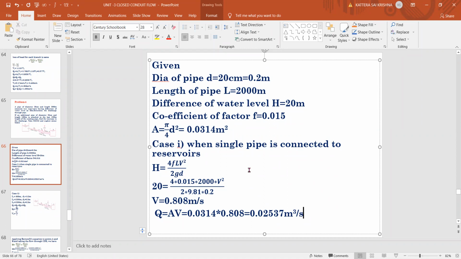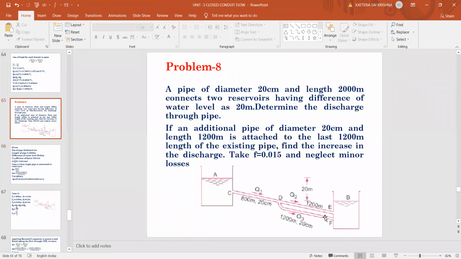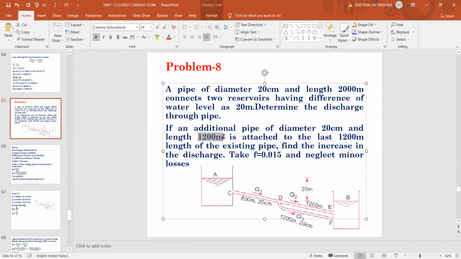Next, what he is asking for the same pipe is connecting a parallel pipe in one part of the pipe like this. He has connected, in addition, a pipe of diameter again 20 centimeter and length 1200 meter, attached to the last 1200 meter length of the existing pipe. Already the existing pipe is the first pipe which you have seen. So one more pipe of length 1200 meter is connected like this at the last end.